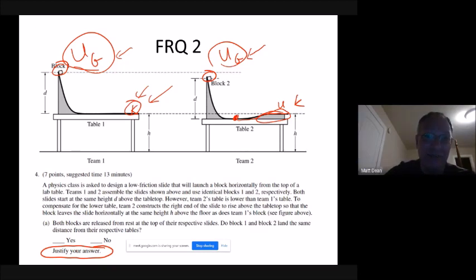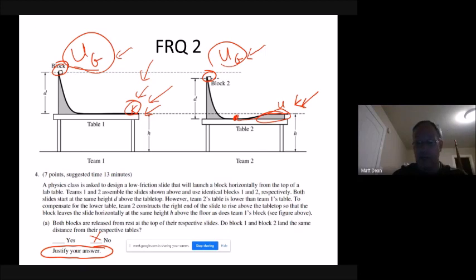So that's telling you that the block on table 1 is going to leave the table moving faster than the block on table 2. And since they're leaving from the same height, that's really the only thing that determines how far they go. What that means is that the block on table 1 is leaving the table faster, therefore it's going to go further than the block leaving table 2. So do block 1 and 2 land the same distance from the tables? You're going to say no.